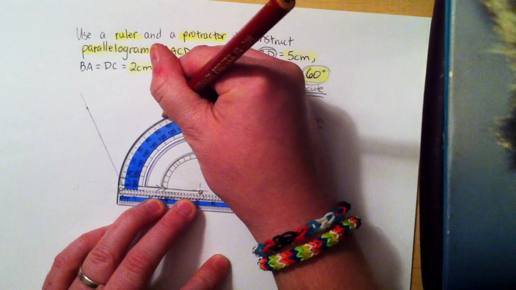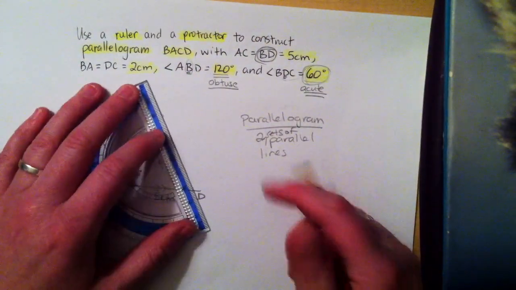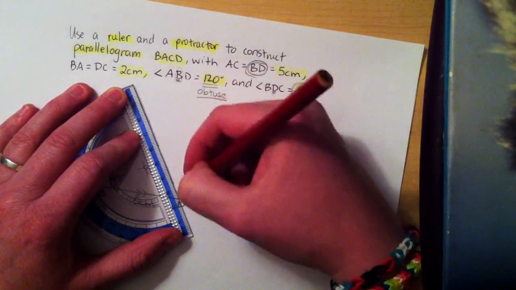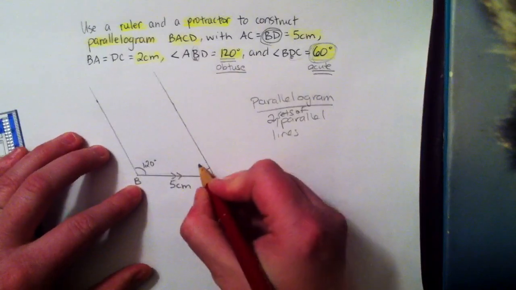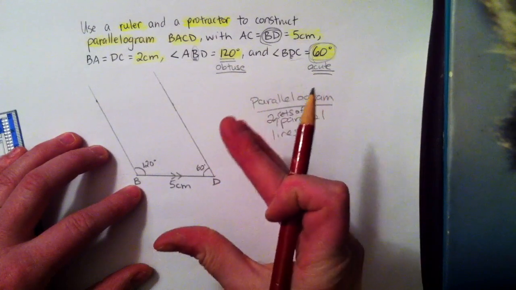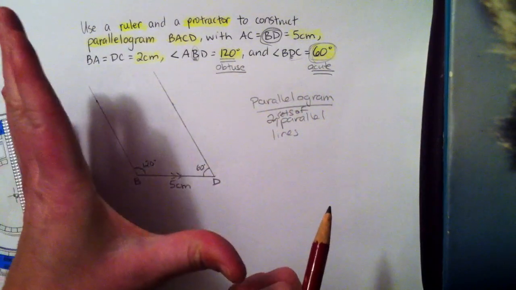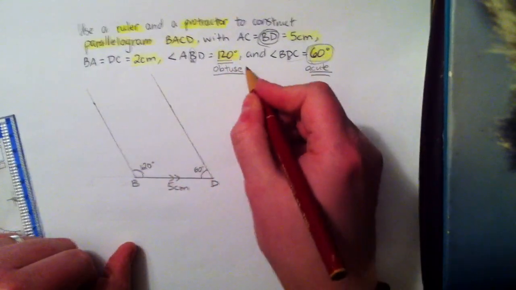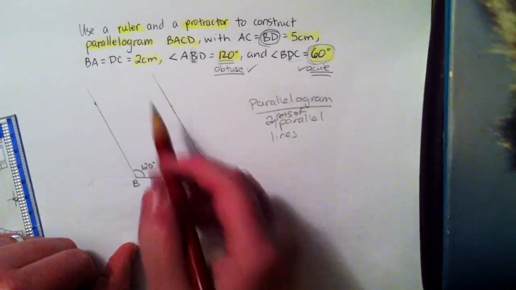And we make our tick mark. And then we join point D to that tick mark there. And now you can see we have two new parallel lines. And we mark that angle at 60 degrees, and it's acute again. And 120 degrees, obtuse. Check, check. Okay, moving on.